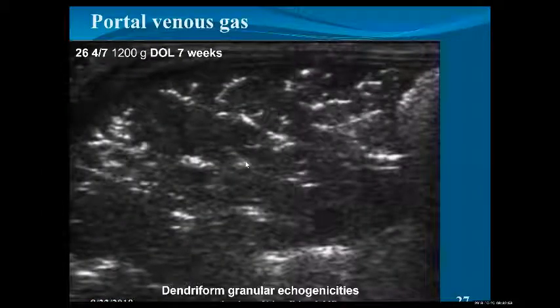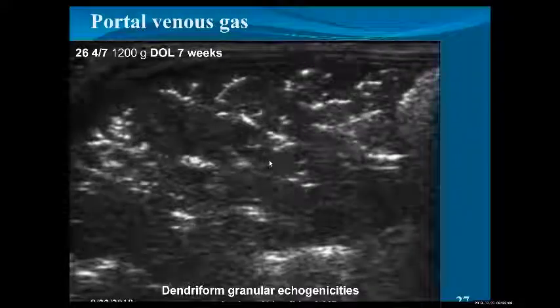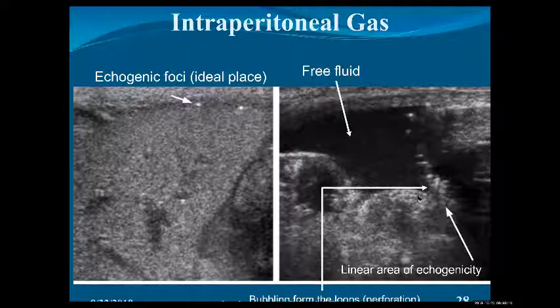This is a dendritic type of portal venous gas distributed in the small portal veins. It looks like lung, like the ground glass appearance of the lung. You can see perforation here. You can see perforation, you can see fluid, and you can see air bubbling. And it's moving to become below the skin. Do you see it?